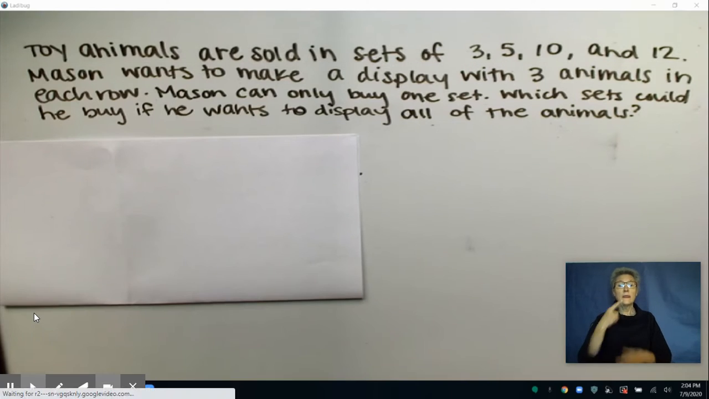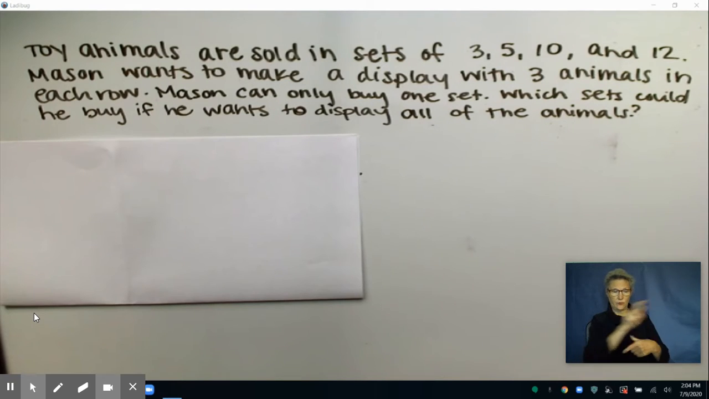Says toy animals are sold in sets of 3, 5, 10, and 12. Mason wants to make a display with 3 animals in each row. Mason can only buy one set. Which sets could he buy if he wants to display all of the animals?